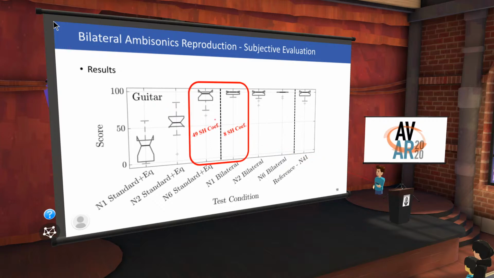So we can summarize that with the order 1 bilateral Ambisonics method, with only 8 Spherical Harmonics coefficients, we get similar performance and even better than using 49 Spherical Harmonics coefficients with the standard reproduction. And using order 2, it's already similar to the high order reference signal.